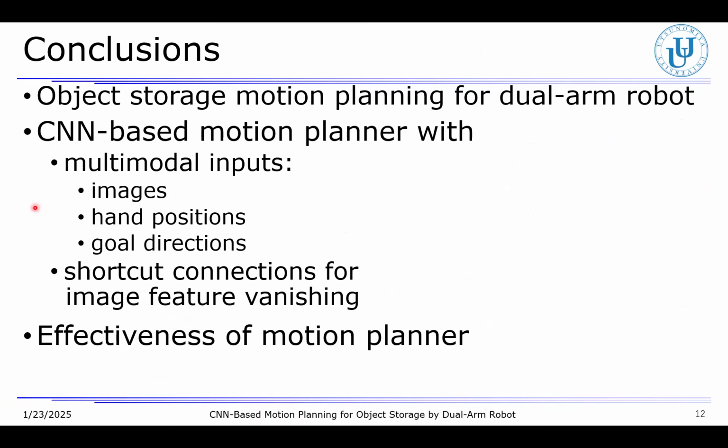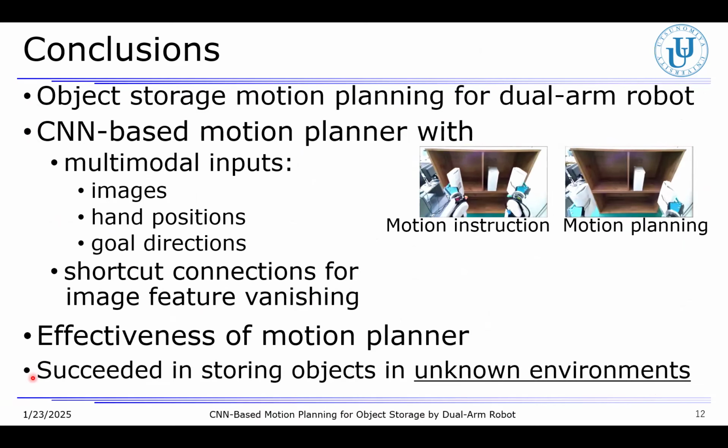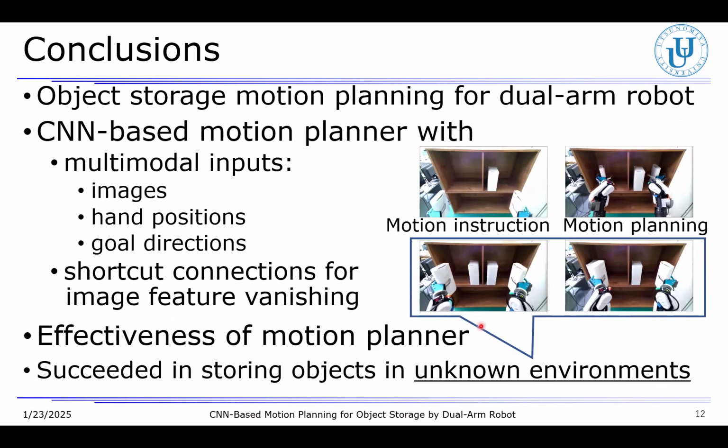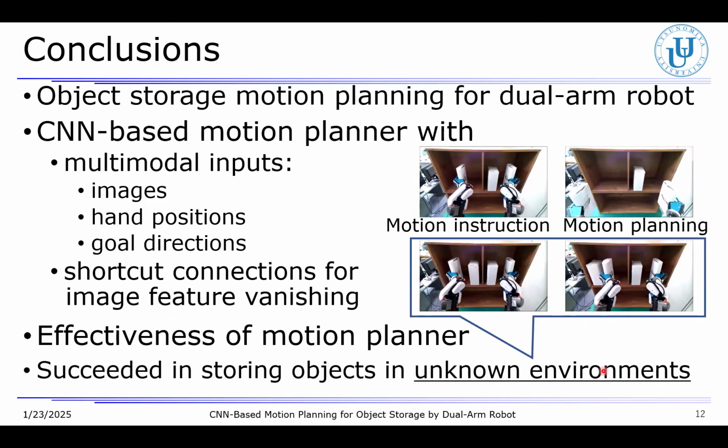Okay, in this movie, we propose a CNN-based motion planner for object storage by a dual-arm robot. And the proposed motion planner enables a robot to store the objects not only in the instructed environments, as you can see here, but also in unknown environments where storage motions were not instructed, as you can see here from the bottom movies.